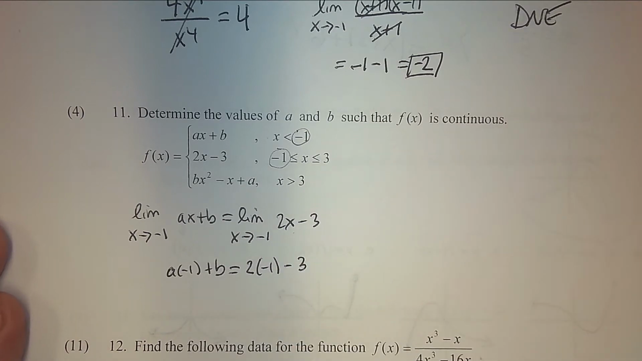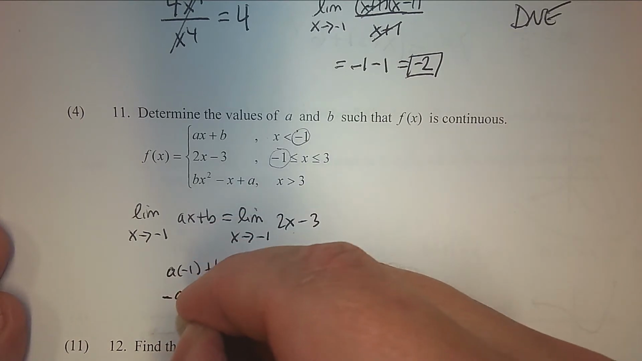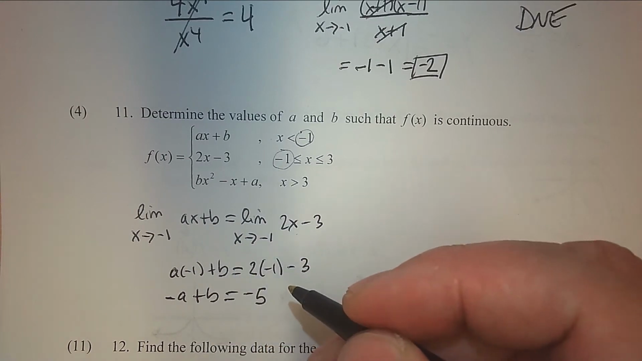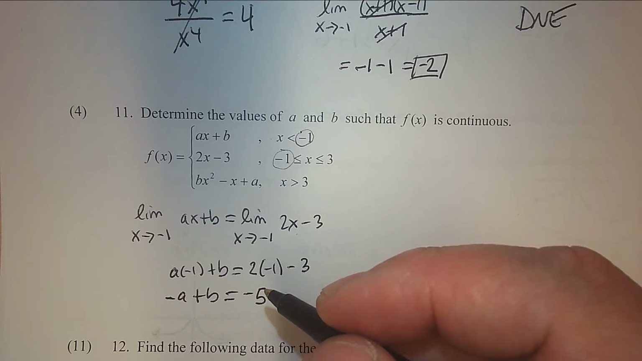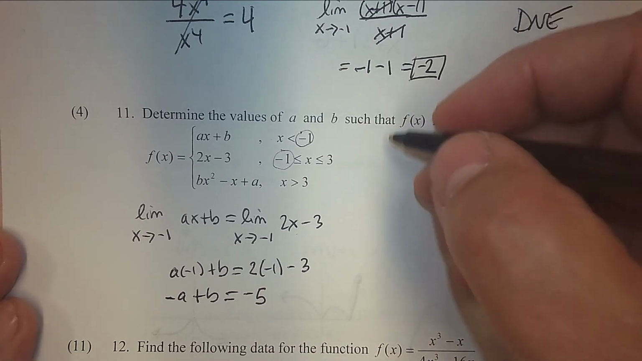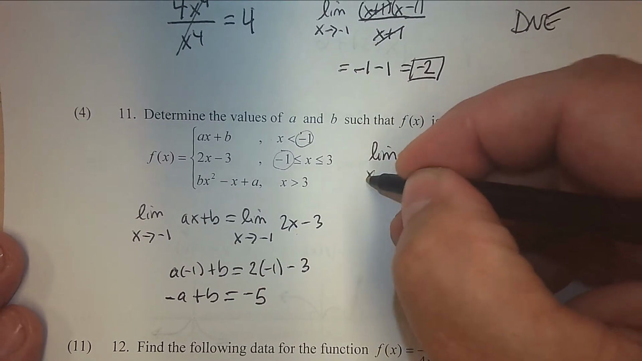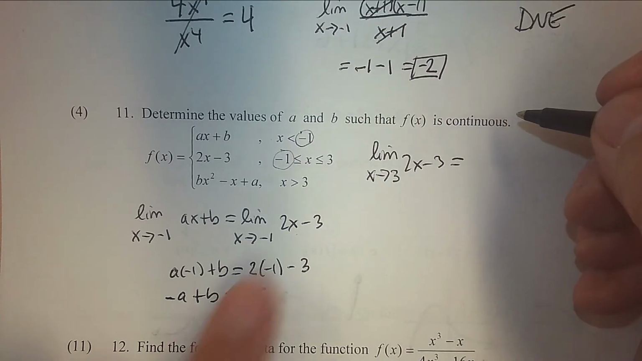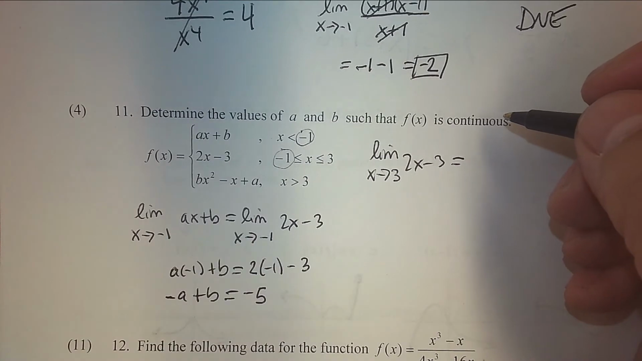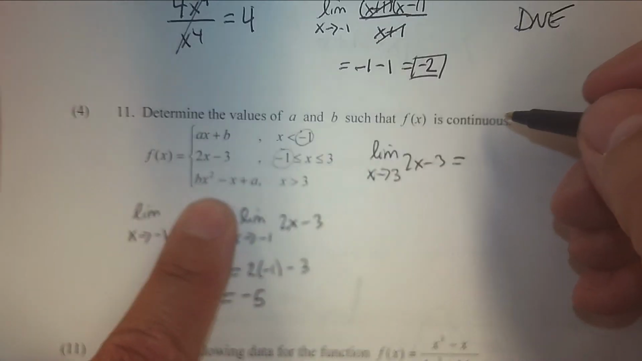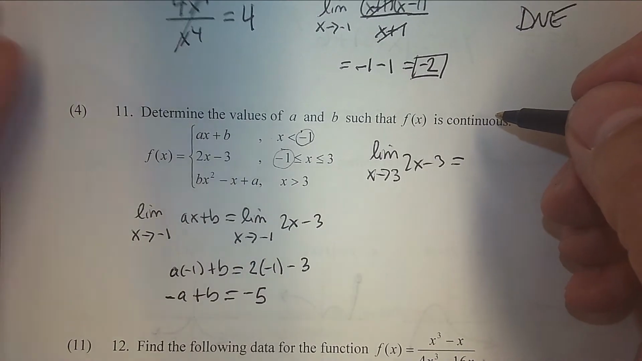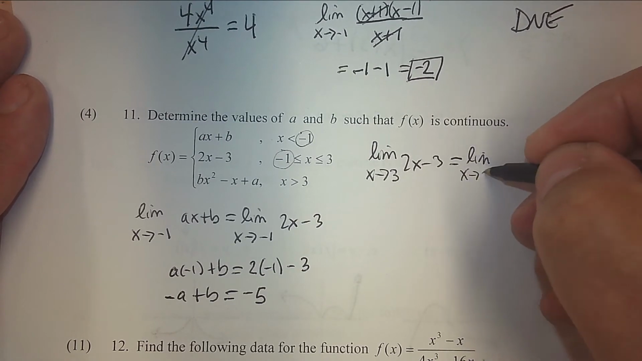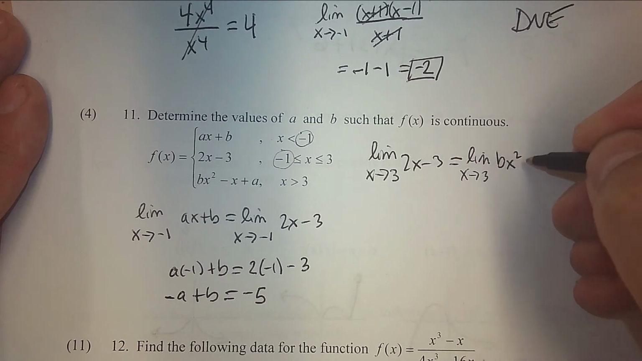Now, I still have two variables, but I see negative a plus b, and negative 2 take away 3 is negative 5. How about the second one? Well, I'm going to set the second one up as a limit too. So as x approaches 3 of 2x minus 3, when I plug 3 into the middle, it needs to be the same thing if I plug 3 into the bottom, or else there's a jump, and it's not continuous. So I'm going to set it up first as a limit, and then I'm going to do the substitution.